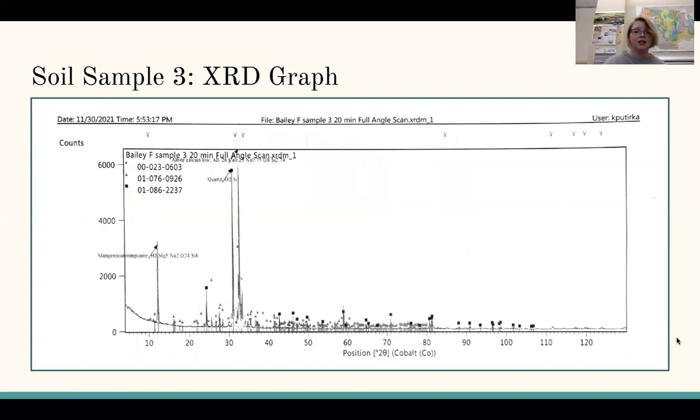And unlike the last two graphs, albite has the largest peak on this XRD graph. And manganocumingtonite, a mineral that I wasn't expecting to find, has a pretty tall peak. It's a type of silicate with some manganese attached to it.